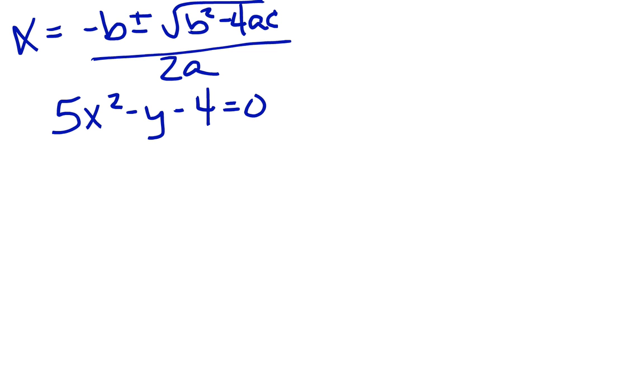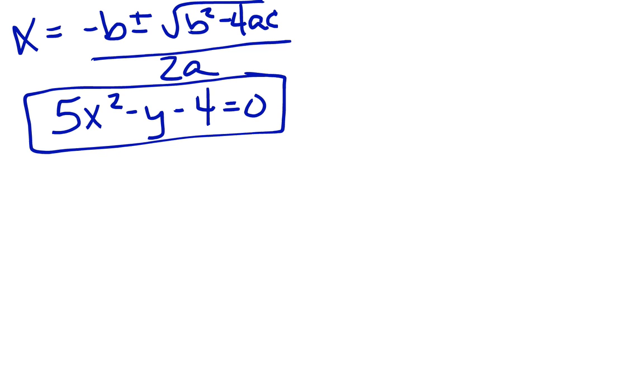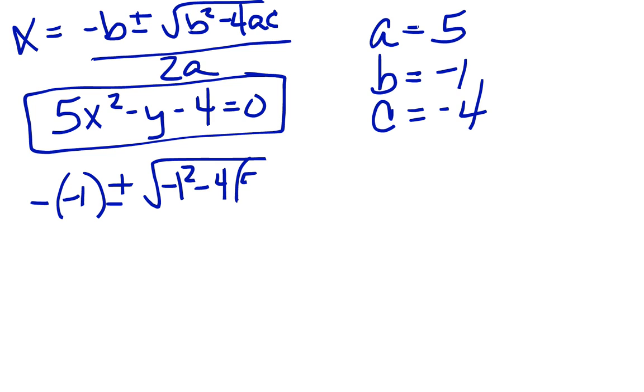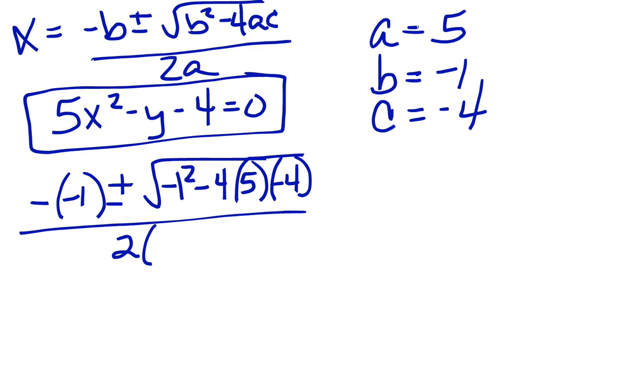All right, let's take a look at another example. I have here 5x squared minus x minus 4. That means that my a is equal to 5, b is equal to negative 1, and c is equal to negative 4. Let's put it into our formula. So I have negative negative 1 plus or minus the square root of negative 1 squared minus 4 times 5 times negative 4, and all of that is over 2 times 5.